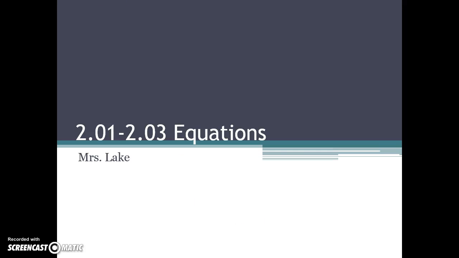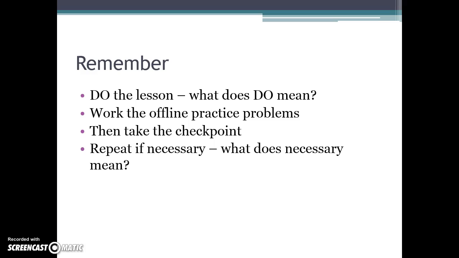All right, on to new material. 2.013 to 2.03, we're going to be talking about equations. Remember what doing the lesson means. Doing the lesson means reading each screen of the lesson. It means interacting with the sample problems or the math casts. It means working the offline practice problems from your textbook. Then take the checkpoint. If you didn't do well on the checkpoint or quiz, remember quizzes you can take twice, checkpoints you can have unlimited retakes. So if you don't do well, go back and review. Come to live help. Send me a K-mail question.